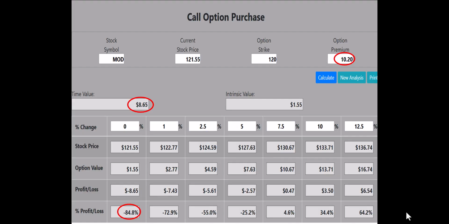Our call option calculator shows the profit potential for this call based on MOD price changes at option expiration from flat to a 12.5% increase in price. We can see that if the MOD stock price is flat at 121.55 at option expiration, the 120 call will lose 84.8% of its value. Ouch! This is an unacceptable risk. That kind of loss can wipe out a trading account in a hurry.